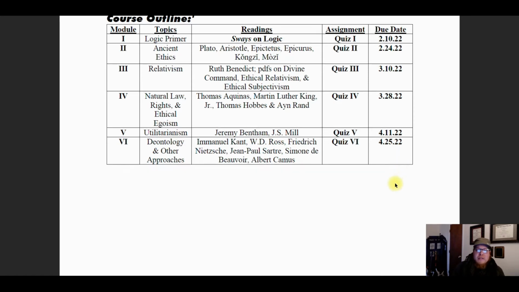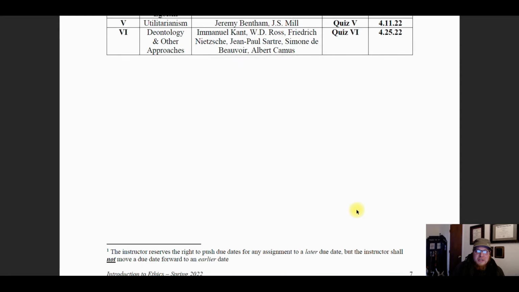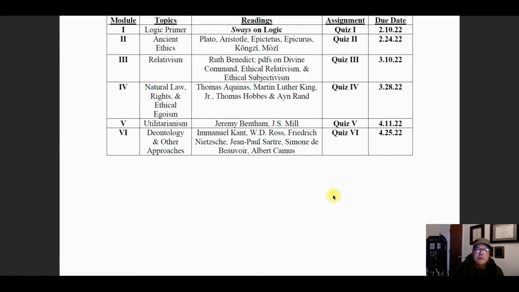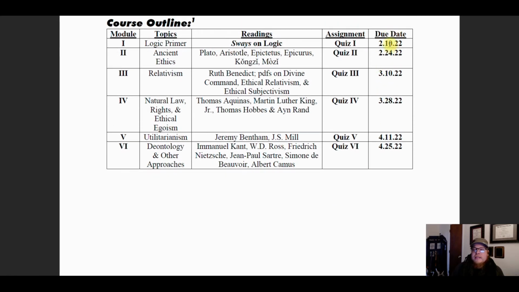Now, I also have this little addendum down here, too, which says I do have the right to push due dates for any assignment to a later date, but I'll never move them to a date earlier. So I am well within my rights to say, hey, you know what? I think instead of the 10th, I'm going to make this due the 12th of February instead of the 10th, but I will never move it earlier. I would never move it to like the 8th of February instead. So that could happen. I just want to go ahead and express that is articulated in the syllabus, and I will let you know if that's the case.